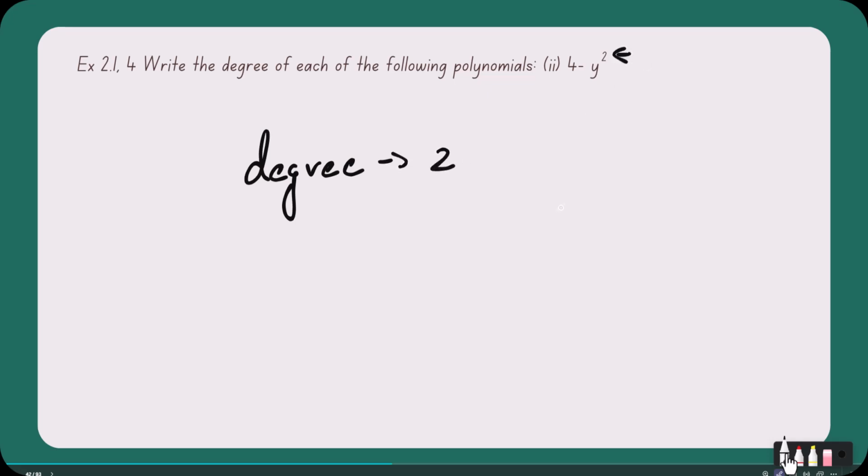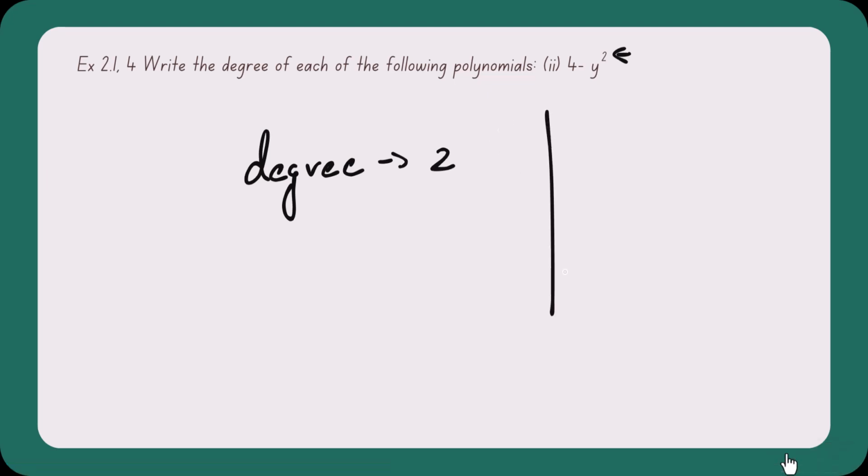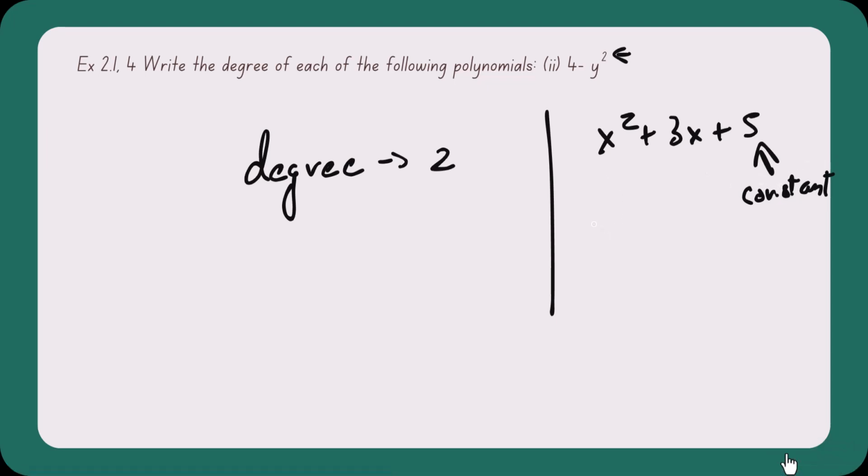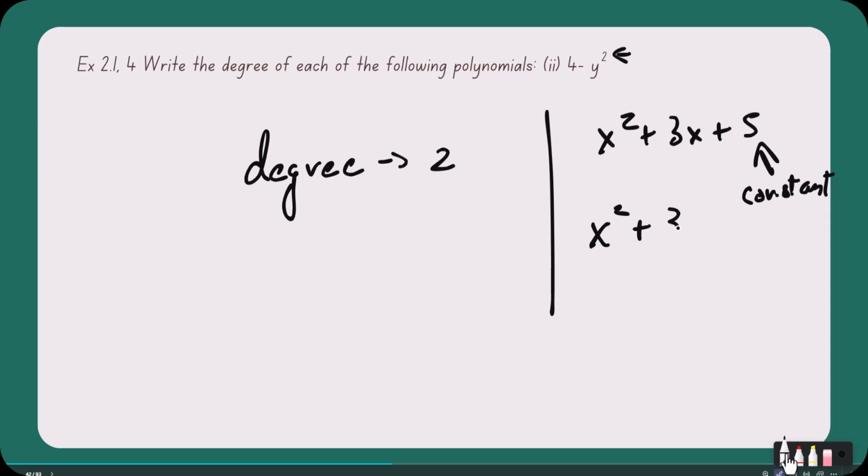Now, one more idea I would like to discuss. If you have a polynomial, let's say x squared plus 5 or x squared plus 3x plus 5, the constant, in some textbooks, is referred to as a coefficient. Now, why does that happen? I'll tell you. Instead of writing x squared plus 3x plus 5, you can also write it as 5x raised to 0. Why? Because x raised to 0 is equal to 1, right? So 5 becomes the coefficient, right?